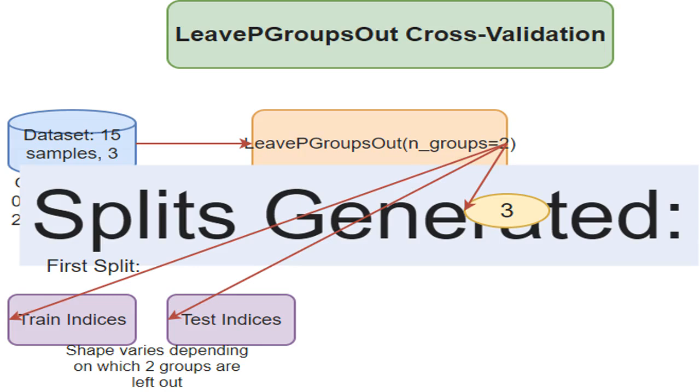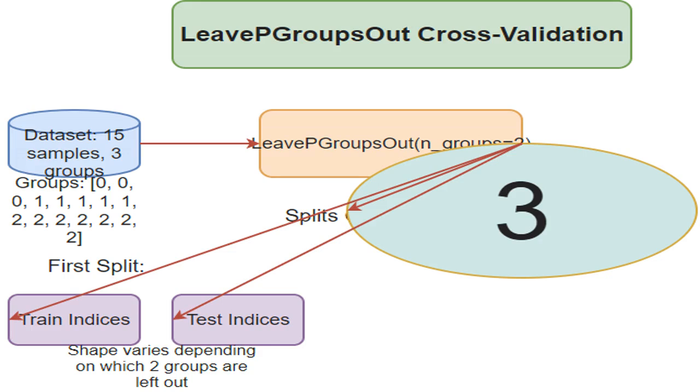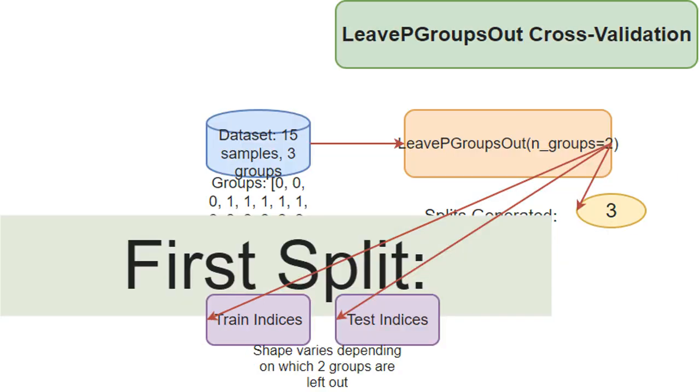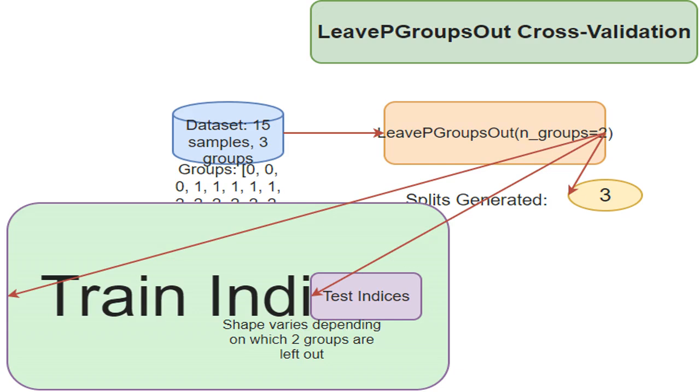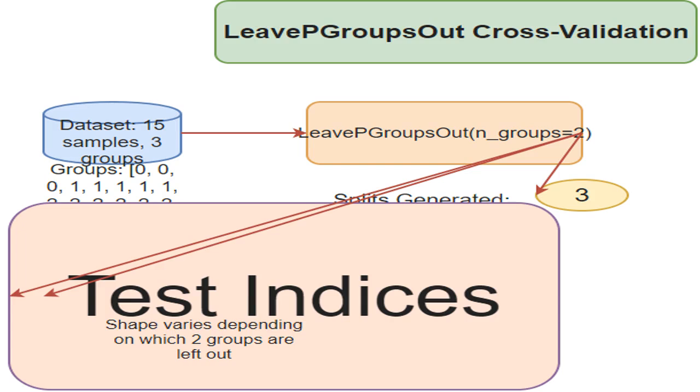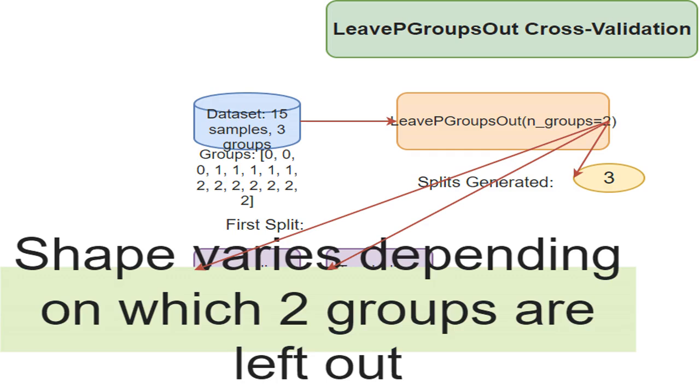I will get a certain number of distinct training and testing data splits. This depends on how many groups there are and how many I am leaving out for testing. Because I have 3 groups, and I'm leaving out 2 groups per split, I'll get exactly 3 splits. This is because 3 is the number of combinations of choosing 2 groups out of 3. Let's look at the very first training and testing split generated. This shows which data points are used in the training set for this first split. This shows which data points are used in the testing set for this first split. The exact number of training and testing points will change each time because different groups are left out for testing in each iteration of the cross-validation.